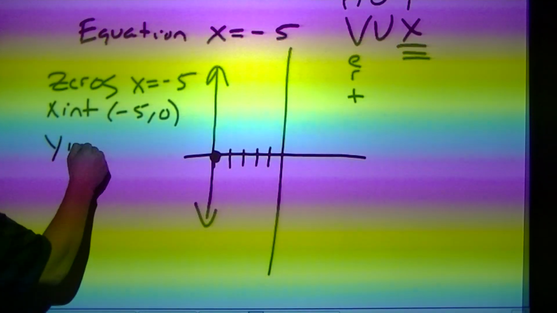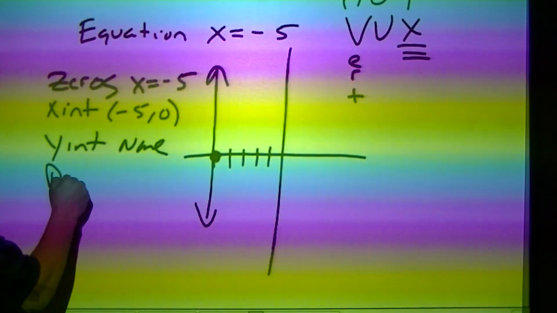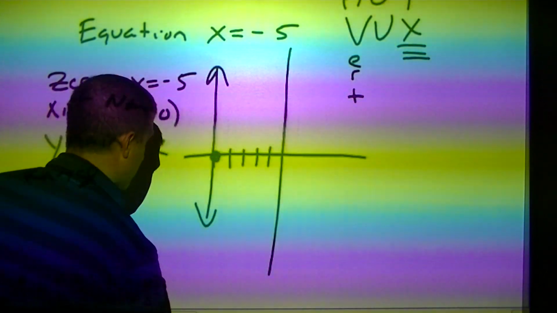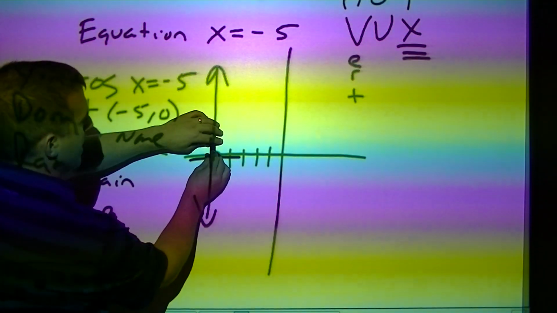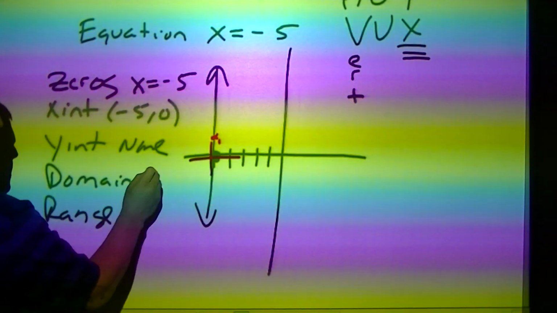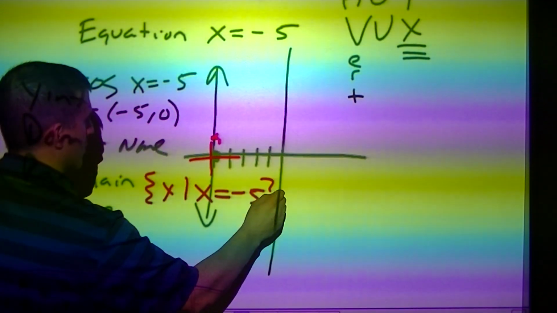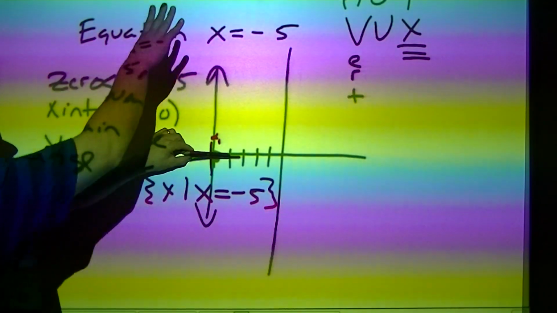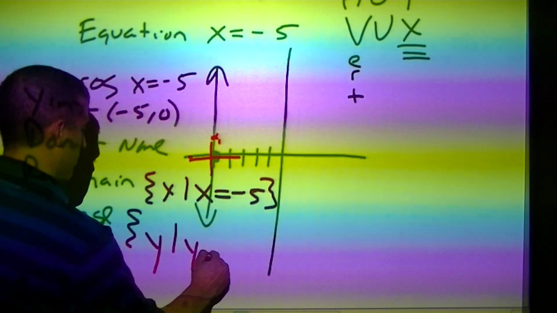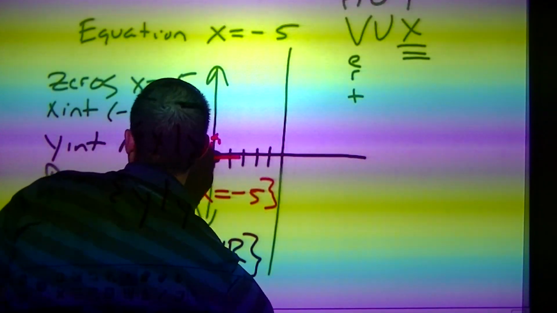My y-intercept, does it cross my y-axis? No. Domain, range. Okay? If I look to the right, do I see my graph? I do not. Look to the left, don't see my graph. It's only at x equals -5. Okay? Now, if I do the range, look above, do I see it? Yep. Look below, do I see it? Yep. So that range is all real numbers.